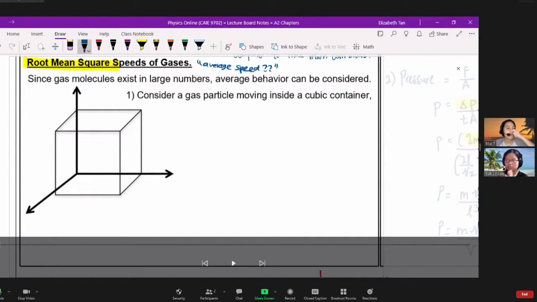So we need a method to deal with different values of particle speeds, because all particles travel in random, haphazard motion, and if I were to stick a ticker timer or a light gate on every particle, I would never finish, because there are millions, billions of particles. So we need to use a very powerful mathematical tool called statistics. Since gas molecules exist in large numbers, we have to consider average behavior.